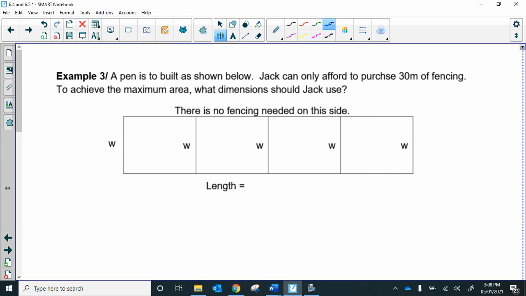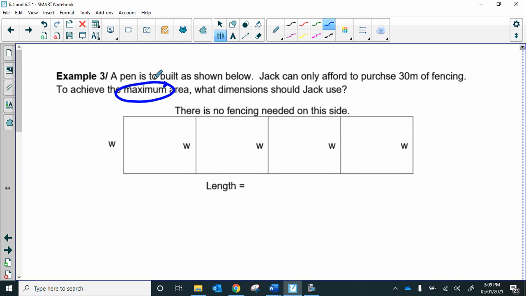Example number 3. A pen is to be built as shown below. Jack can only afford to purchase 30 meters of fencing. To achieve the maximum area, what dimensions should Jack use? This is a great question that actually pops up in grade 11 too. So when you get to this question in grade 11, I want you to flip back to your grade 10 notes and read how to do it.